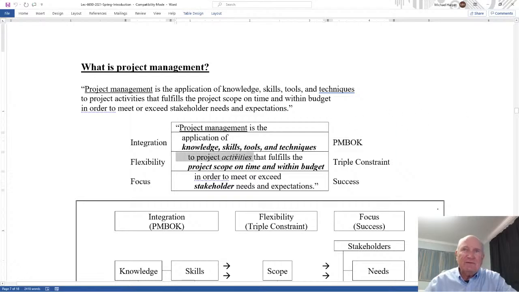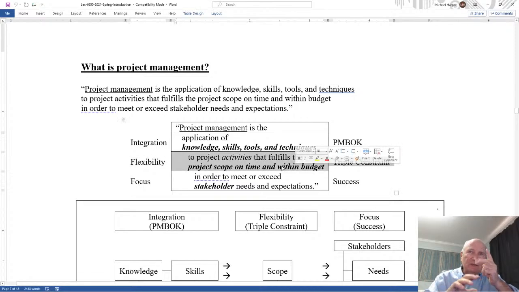To project activities that fulfills the project scope on time within budget. Now, here's a new word, activities. Now, usually a project has multiple activities. It's not one, it's multiple activities. And so you apply this expertise to the different activities in order to achieve a scope on time within budget. So here is where you have flexibility. The flexibility says you have scope, time, and budget. Traditionally, this is called the triple constraint.